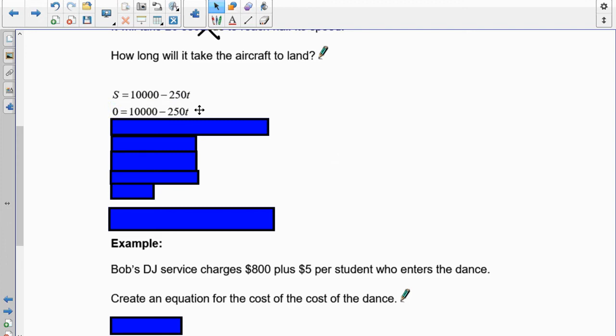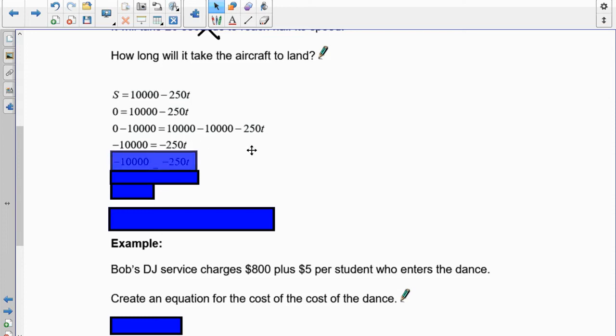So I need now to find out what the t is, but now I have a speed of 0 equal to 10,000 minus 250t. So to get rid of the 10,000, again, we're going to subtract 10,000 from both sides. 0 take away 10,000. Don't forget that this is a negative number here. So that's negative 10,000, and this here becomes 0, and it still leaves me with negative 250t. Now, to get rid of the negative 250t, I have to divide both sides by negative 250. Okay, and of course this becomes 1, and t is 40 minutes.